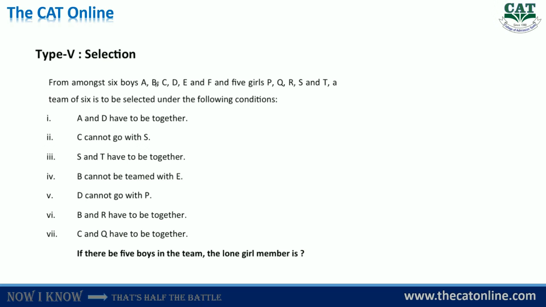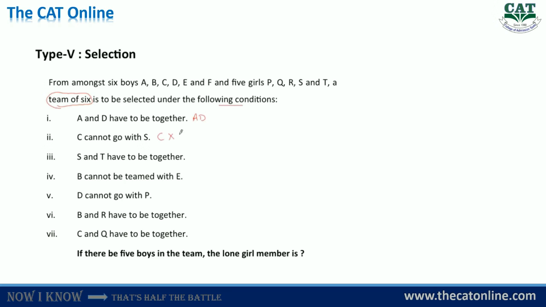So over here we have 6 boys who are named A, B, C, D, E, F, and 5 girls P, Q, R, S, T, and we need to select a team of 6 under the following conditions. So conditions are: A and D have to be together. These 2 boys will always be together.